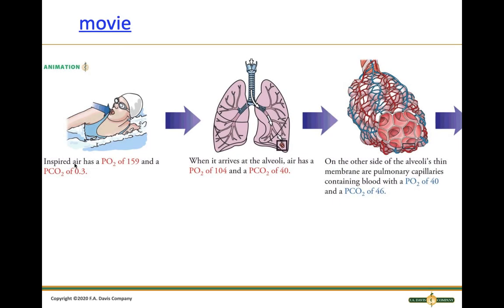Okay, so the air we breathe in has a PO2, that's the partial pressure of oxygen, of about 159, and a PCO2 of 0.3, so very low. Then in the lungs, it's going to mix with the air that's already in there, so by the time it gets to the alveoli, the air has a PO2 of 104 and a PCO2 of 40. And the blood in these pulmonary capillaries has a PO2 of 40 and a PCO2 of 46.